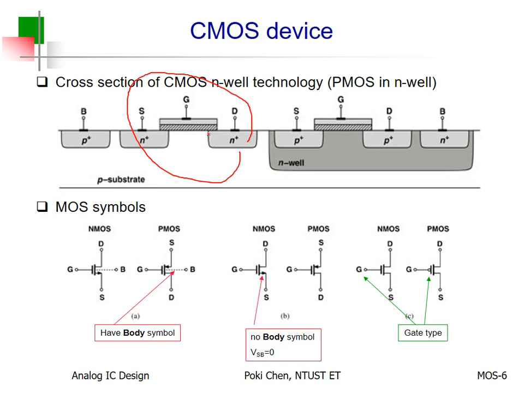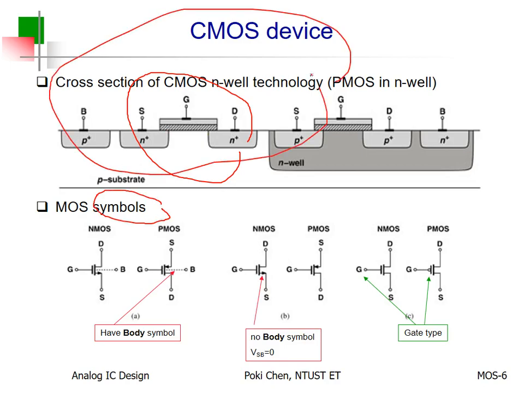So to ease your life, we have symbols, a much simplified version of the device. For NMOS it looks like this, PMOS it looks like that. Here, note the direction of the arrows. This is for NMOS, that is for PMOS. So the arrow directions are reversed.